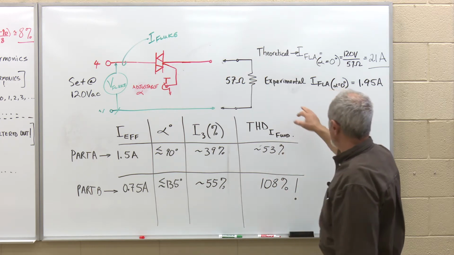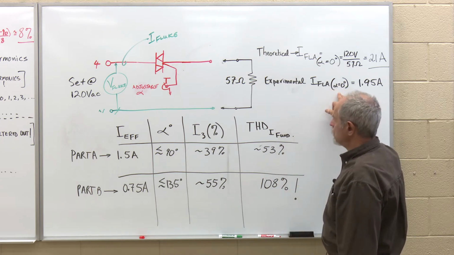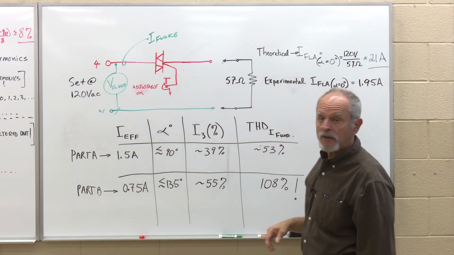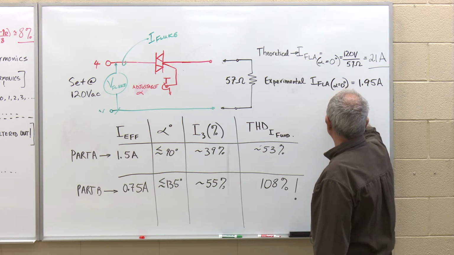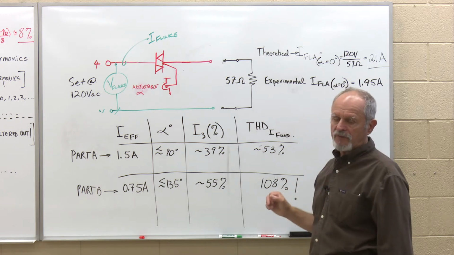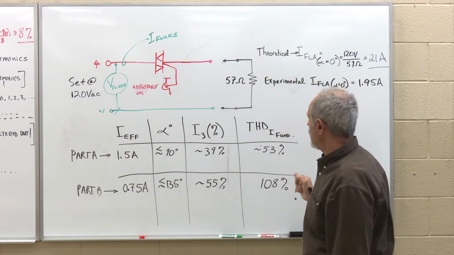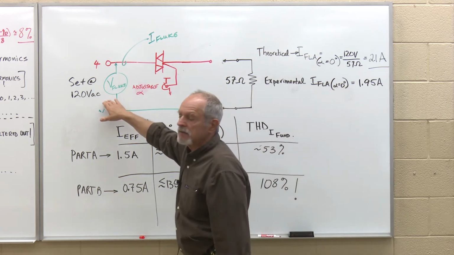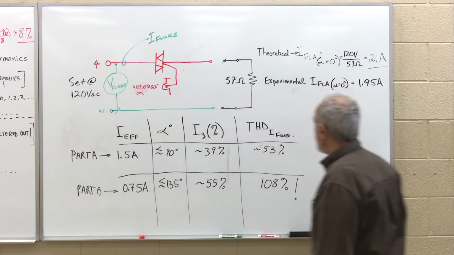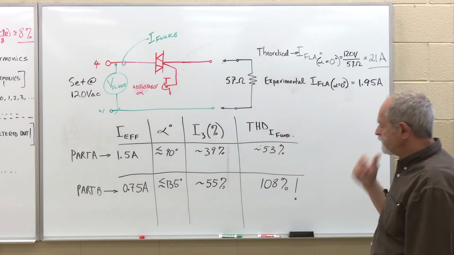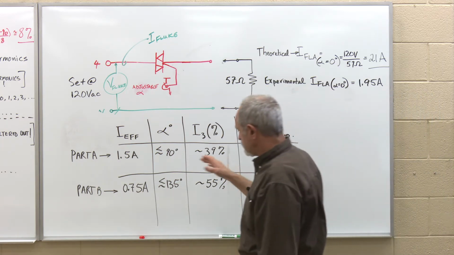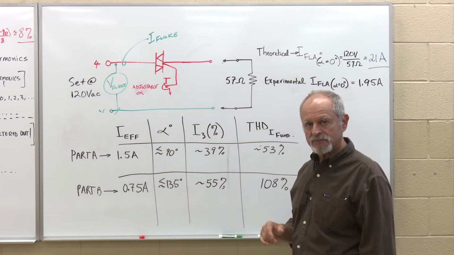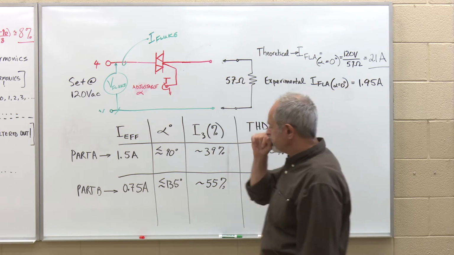In fact, when we do turn that dimmer full on, we get about 1.95 amps. Very close. This is probably not exactly 57 ohms, and this probably won't be exactly 120 volts AC. In part A, we're going to actually intentionally distort the current.